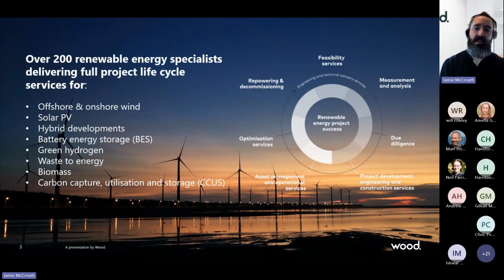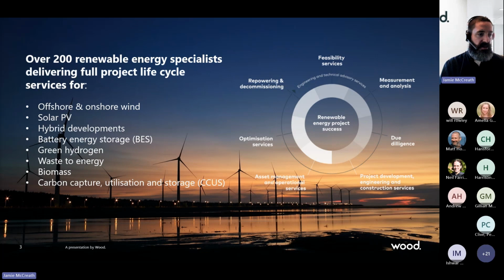Wood's involvement basically, so Wood's a global leader in consulting and energy and engineering services. We've got global capability working in all aspects of engineering essentially and energy markets. But from my side really, and for the involvement in the project, is mostly renewable energy specialists. So we've got specialists of over 200 people working in offices across the globe.